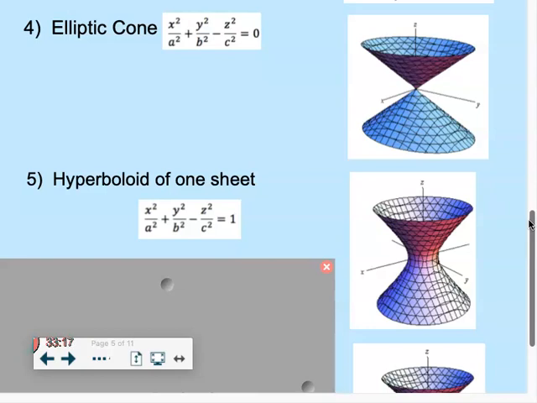So again, with a hyperboloid, everything's being squared, and you have a minus. What makes the difference between an elliptic cone and a hyperboloid is that this one you've got equal to 0, and this one you have equal to 1. So this one is more like your traditional hyperbola equation. You've got that equals 1 there.